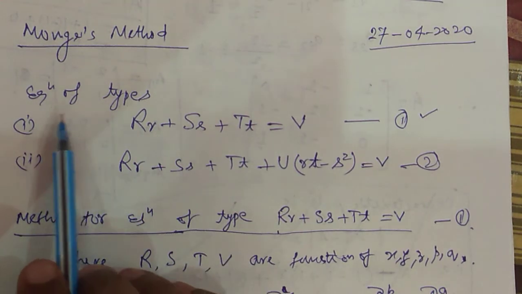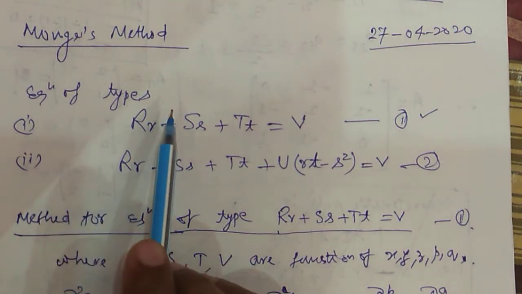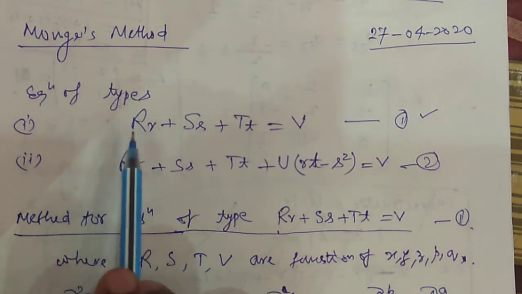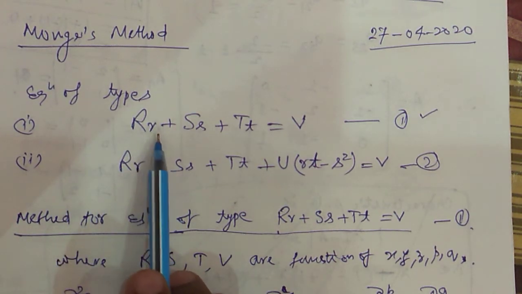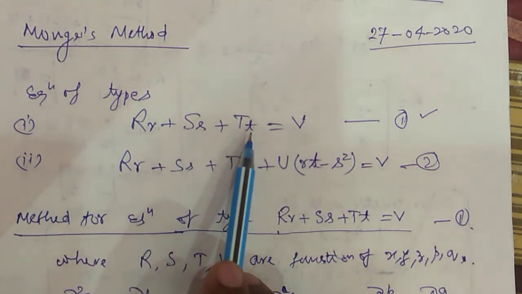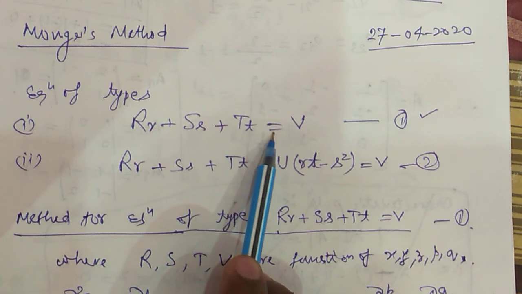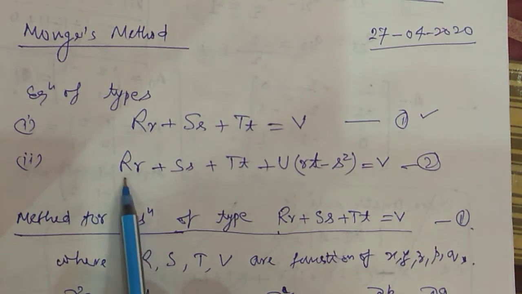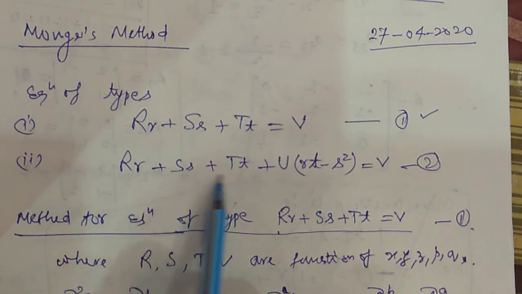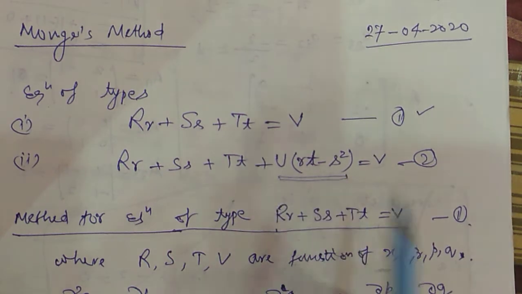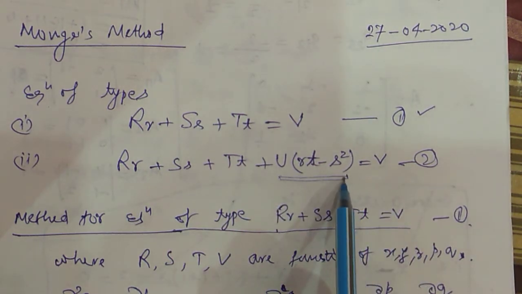The given Monge's method is used for two types of equation. If the equation is of type capital R into small r plus capital S into small s plus capital T into small t equal to V, where V is a function of x, y, z, p, q, or the second type.